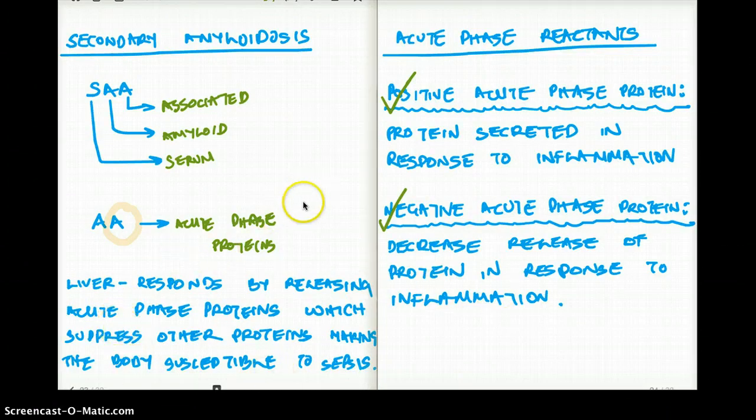Now, you can have secondary amyloidosis anytime you have a chronic inflammatory process. For example, let's say SLE is going to give you secondary amyloidosis.